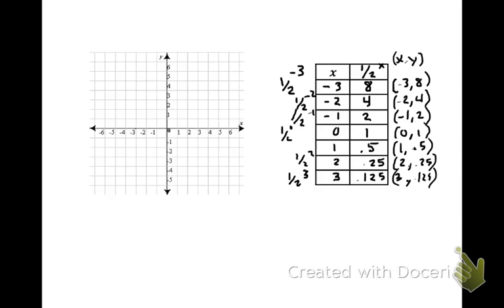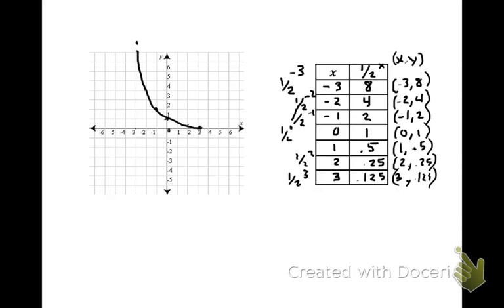-3, 8, it's up here like that. -2, 4. -1, 2. 0, 1. 1, 0.5. 2, 0.25. Okay, now we just connect these dots.